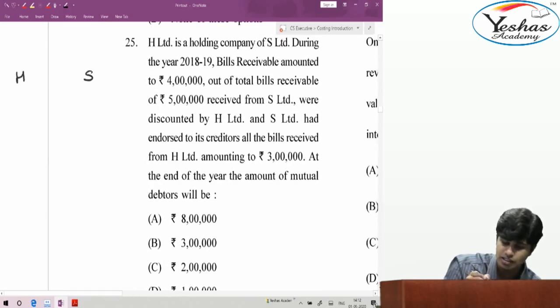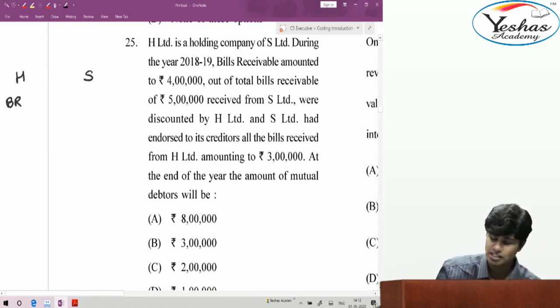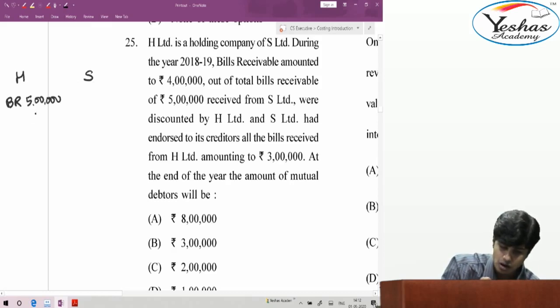So there is H, there is S. H Limited has bills receivable, H Limited has bills payable. So how much is H Limited's bills receivable? 5 lakh. Out of this bills receivable of 5 lakh, from S it is 4 lakh. So from others, how much? 1 lakh.